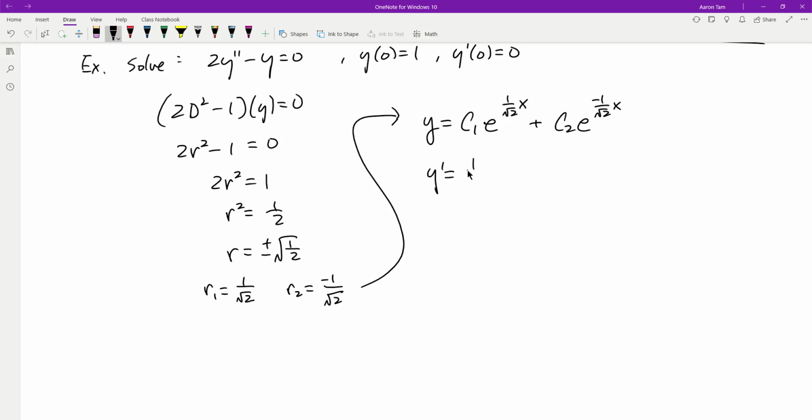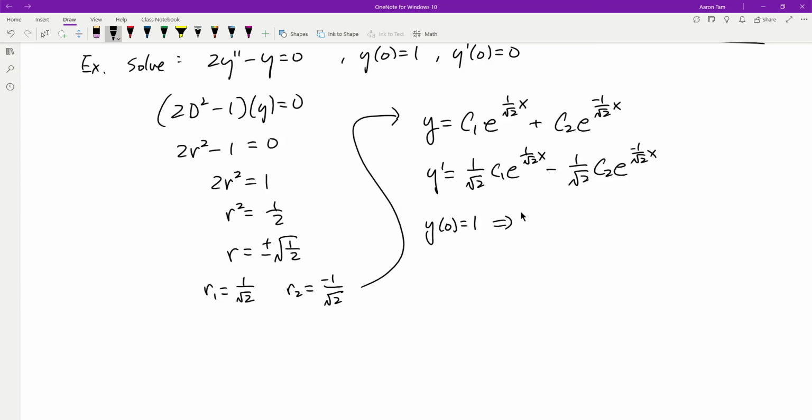So therefore that becomes 1 over radical 2 c1 e to the 1 over radical 2 x minus 1 over radical 2 c2 e to negative 1 over radical 2 x. Now, of course, this type of problem will be a little more complicated due to the fact that we have the radical, which will make it a little harder to deal with the coefficients, but maybe it won't be a big deal. Hopefully we will see. So I'm going to start with y of 0 equal to 1.